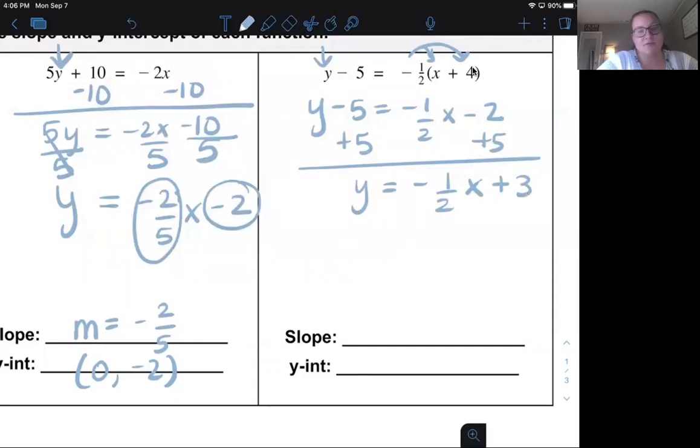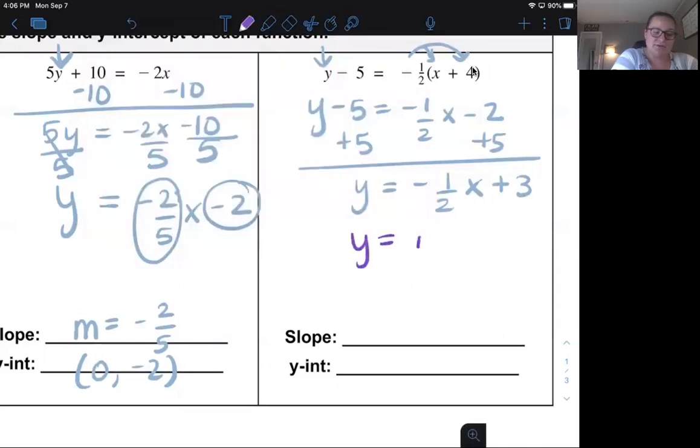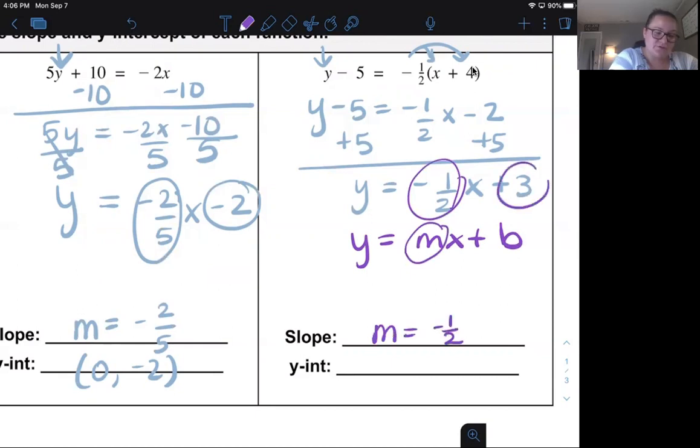So now we can clearly identify our slope. This is in y equals mx plus b form, or slope-intercept form. Our m is m equals -1/2. Our b is 3, so our y-intercept then is 0, 3. So that's how you use slope-intercept form. That's how you put equations into slope-intercept form, and then identify your slope and your y-intercept.